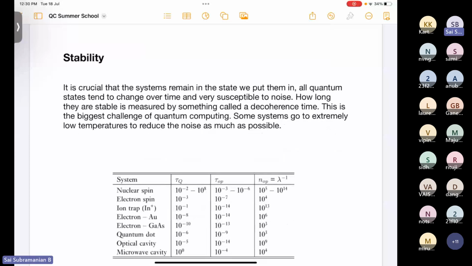One way to increase the decoherence time is to go to very low temperatures, thereby reducing outside environmental disturbance. So that's why you will be looking at quantum computers at like 2 Kelvin, 3 Kelvin. We need super refrigerators for all that. This is the reason, because we need to reduce noise as much as possible.